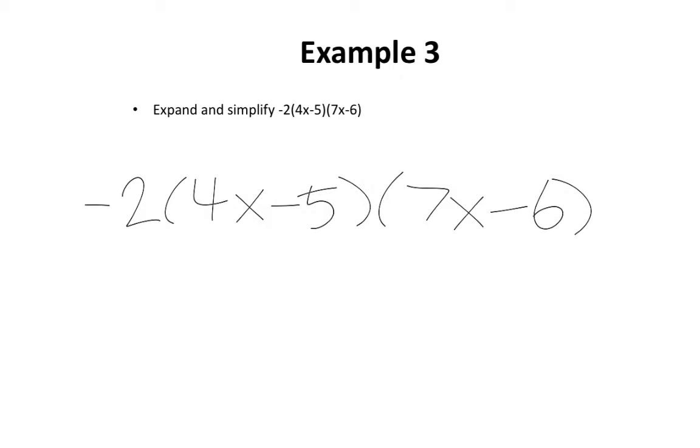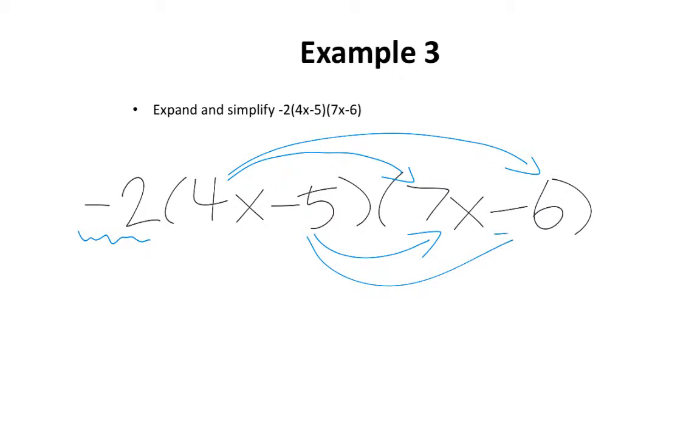You'll notice that there is a negative 2 in front of these two binomials. We want to ignore this negative 2 right now. We'll deal with it later. What I want to do now is use my FOIL technique. I'm going to multiply my first terms, then my outer terms. I'm going to multiply my inner terms, and then my last terms. As I've said before, I'm going to leave my negative 2 alone. I'm not going to do anything to it.